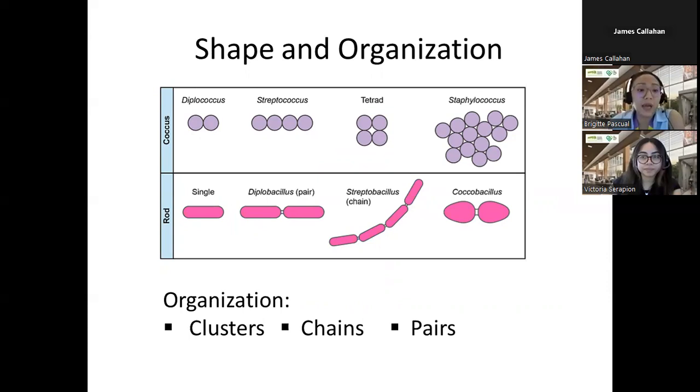Cocci tend to be round but may be irregularly shaped, and their organization may be described as being diplococci, streptococci, or staphylococci. Bacilli are mostly rod-shaped, although some are oval-shaped and may appear similar to cocci and be referred to as coccobacilli. Bacilli may be organized as single, streptobacillus or coccobacillus. Bacteria can also be organized in clusters, chains, or pairs.